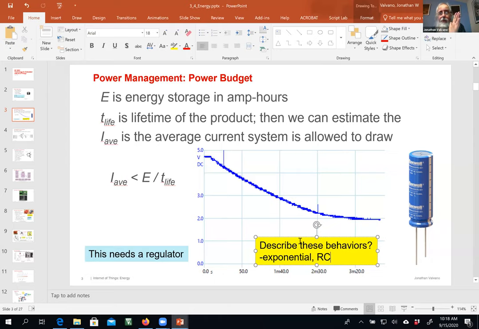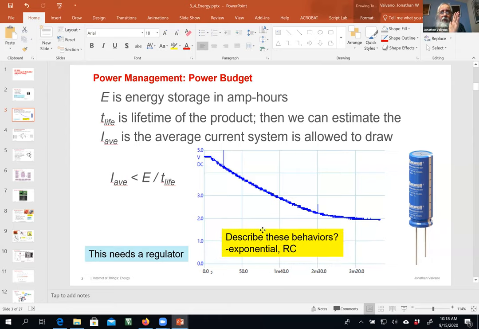Are you with me? An RC circuit will asymptotically drop to zero. This doesn't. It asymptotically drops to something else.